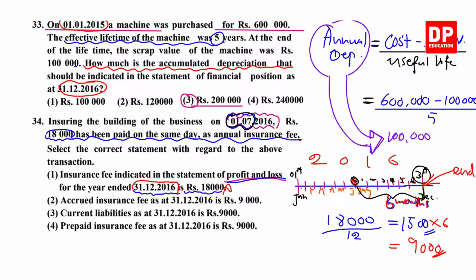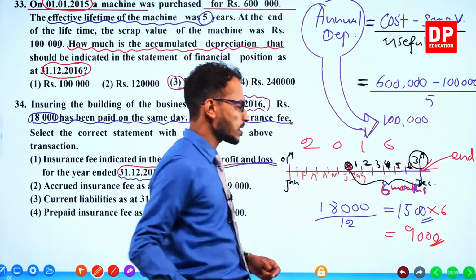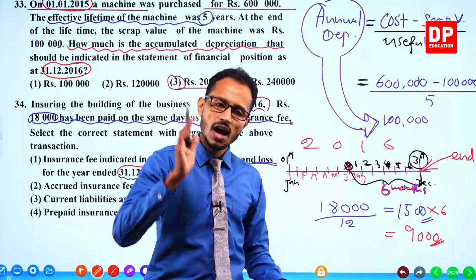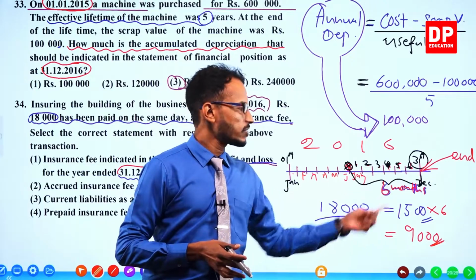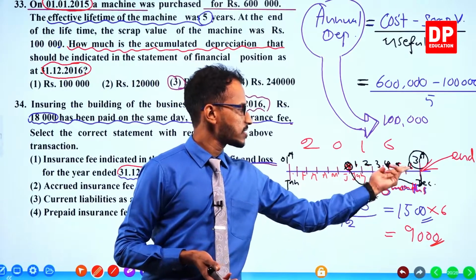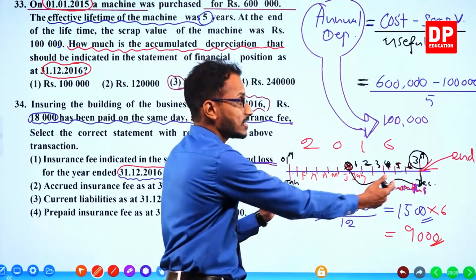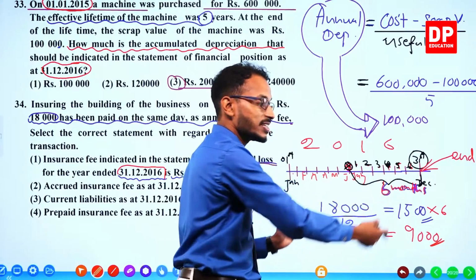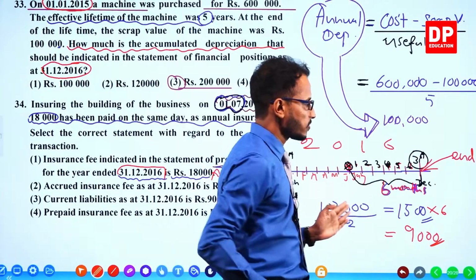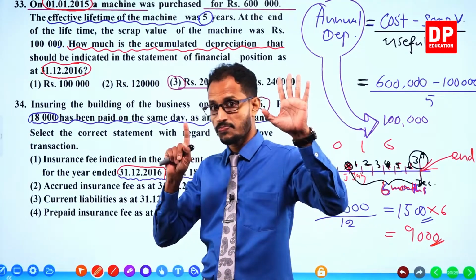Insurance was paid on 1st of July. So July, August, September, October, November, December, 6 months was actually covered from the insurance 18,000. That means half of that 18,000 is relevant for this year. 18,000 was paid for 1 year. Only 6 months was covered in the 2016 year, because from 31st December 2016 is over. So from July 1st to 31st December, only 6 months for this year.